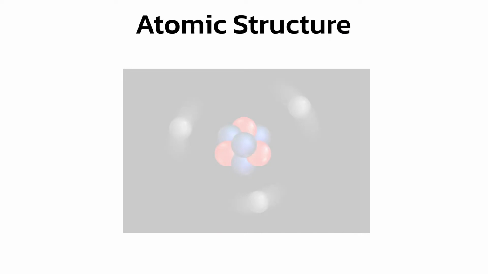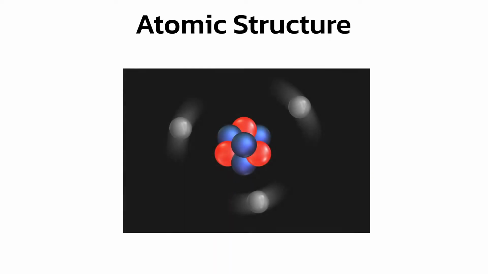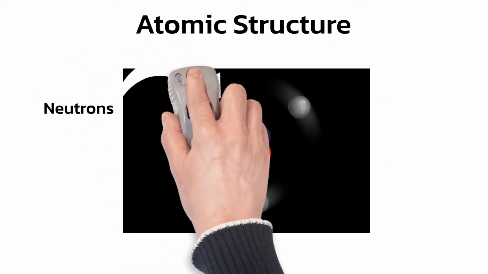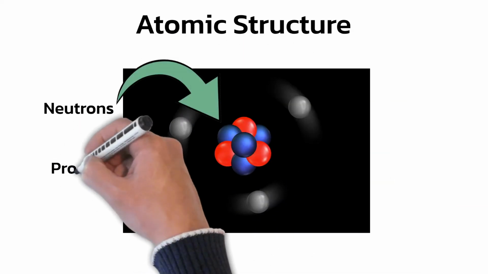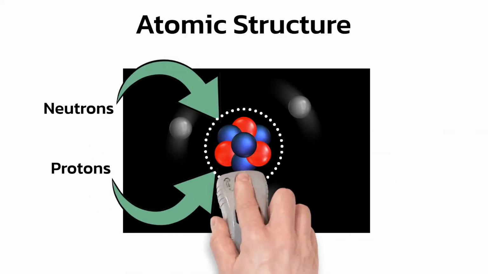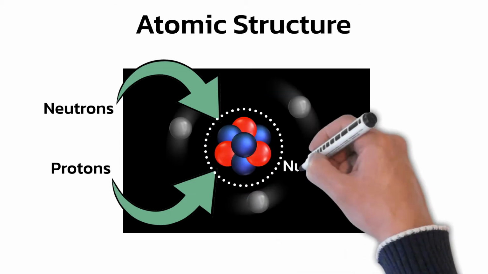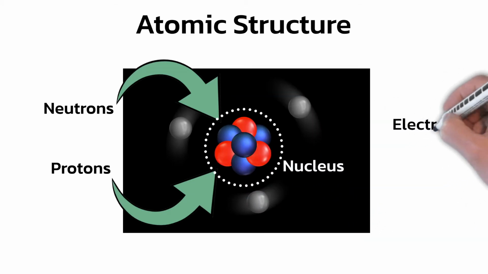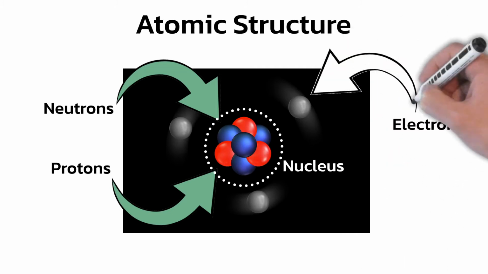As you will know from your chemistry lessons, atoms are made from three different particles called neutrons, protons and electrons. Protons and neutrons are found in the center of the atom. This is known as the nucleus. The electrons orbit around the outside of the nucleus.